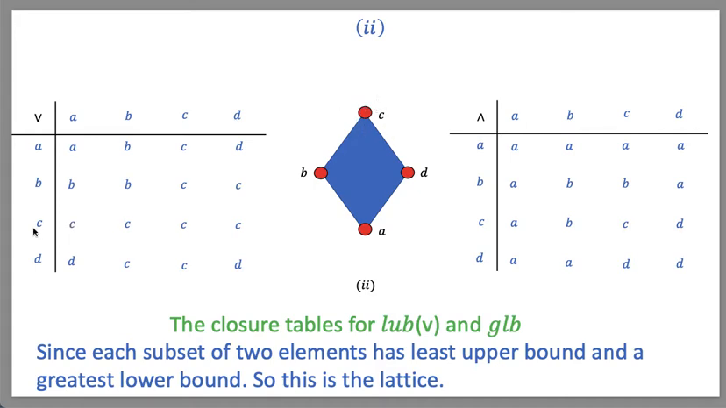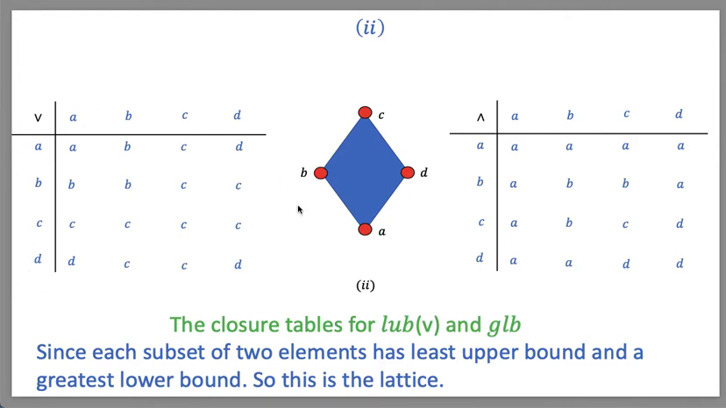Now with C, least upper bound of C and A is C. Least upper bound of C and B is C. Least upper bound of C and D is C. Least upper bound of C and C is C. So we have all C's here.